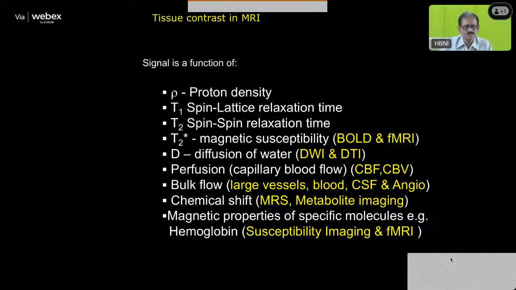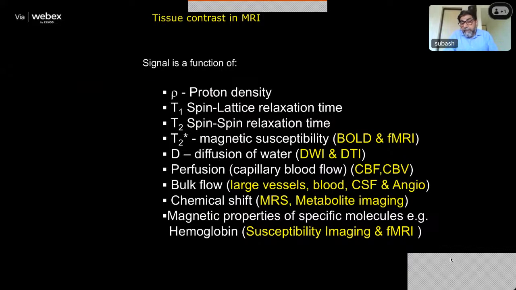So when you acquire an image, the signal is a function of so many parameters, which you can see on the screen. The proton density is the number of active nuclei which are participating in the experiment. Then T1 relaxation time, T2 relaxation time, T2 star relaxation time, the diffusion of water within the image, the perfusion of the blood in the capillary blood flow, then bulk flow. You can also look at the bulk flow and calculate the flow velocities of the different liquids, particularly CSF and blood, for angiographic applications.